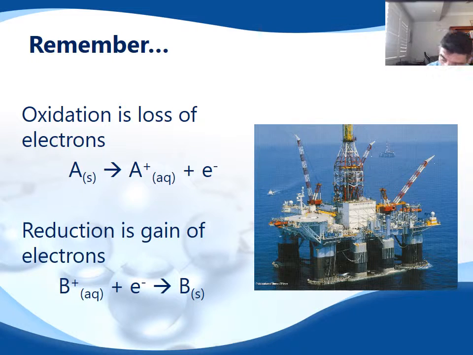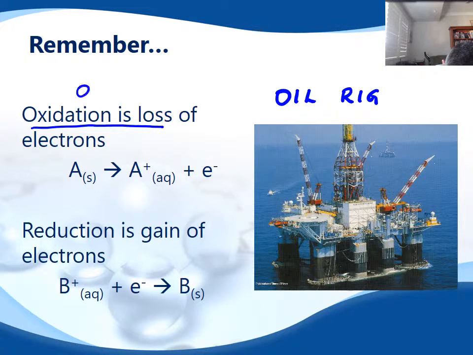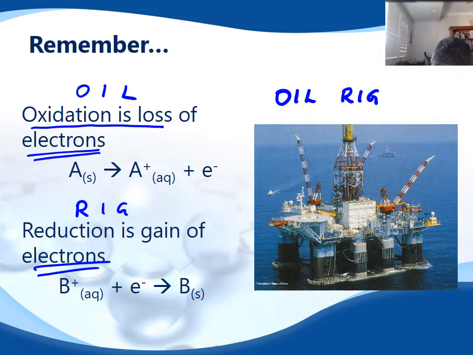We've also got a little acronym to help us, OIL RIG. We just have to remember that oxidation is loss, that's the OIL, and reduction is gain, that's the RIG, and it's the electrons that we're talking about being gained or lost. So when we write these half equations out, we have the electrons coming on the product side for an oxidation and on the reactant side for a reduction.